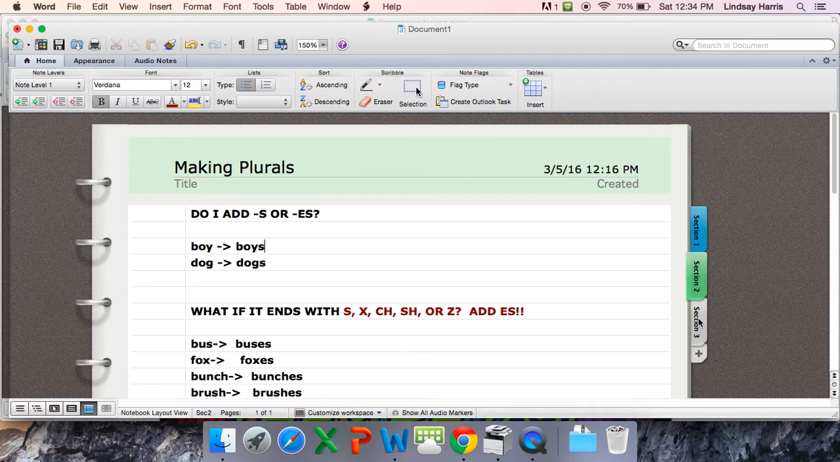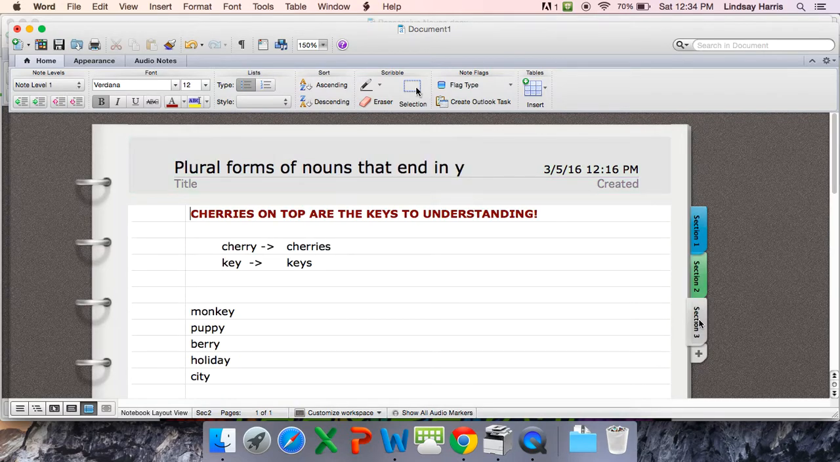Okay. The last rule we need to practice a little bit more is plural forms of nouns that end in y. So these are your words like monkey, puppy, berry, holiday, city. I don't want this to be too complicated for you to understand, so I want you to remember this phrase. Cherries on top are the keys to understanding. If you know how to make cherry plural and key plural, then you can remember this rule.